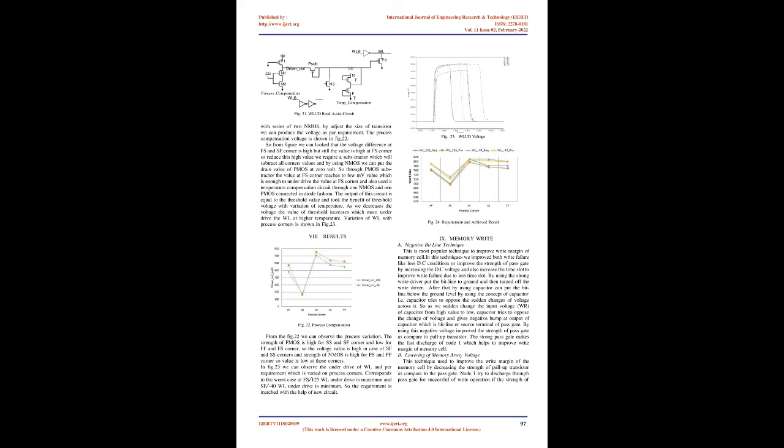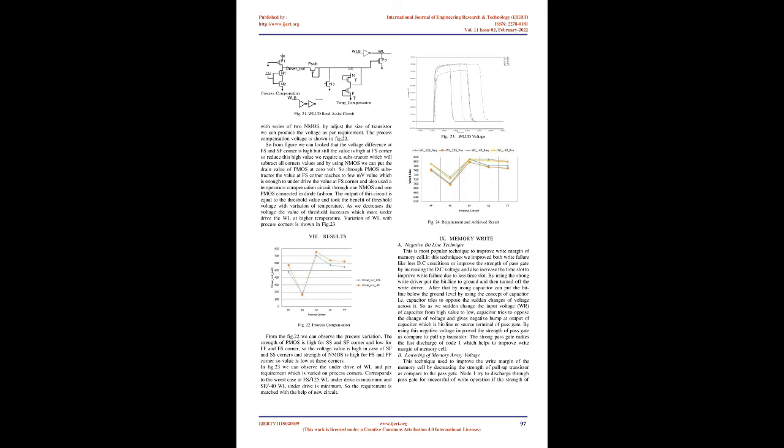From the figure we can see that the voltage difference between the FS and SF corners is high, but the value is still high at the FS corner. To reduce this high value we require a subtractor which will subtract all the corner values, and by using an NMOS we can put the drain value of the PMOS at 0 volt. So through the PMOS subtractor the value at the FS corner reaches a few mV, which is enough to underdrive the value at the FS corner.